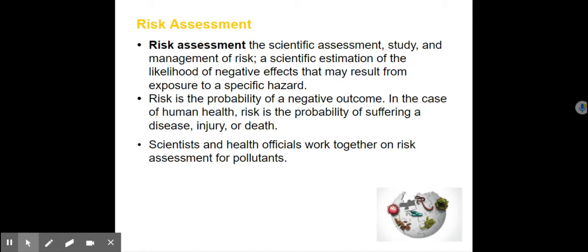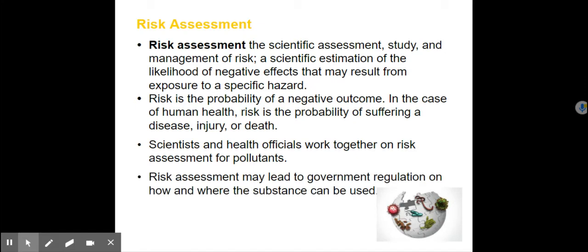Scientists and health officials work together on risk assessment for pollutants. Risk assessment may lead to government regulations on how and where a substance can be used. So when they have a substance, they're going to look and see what is the risk to people. They're going to assess the risk. If the risk is minimal, then they let you use it. If the risk is like a maximum risk, they will not let you use it.